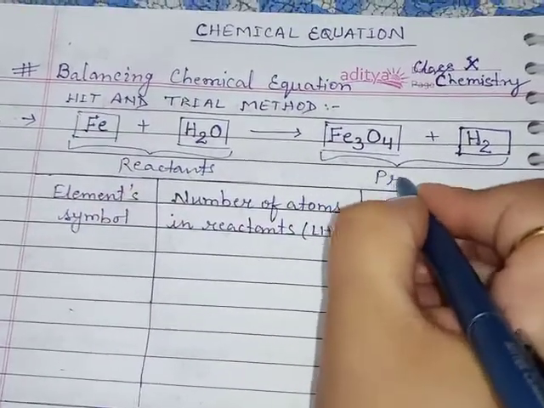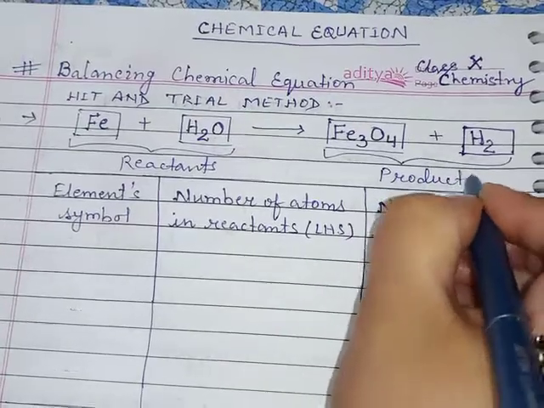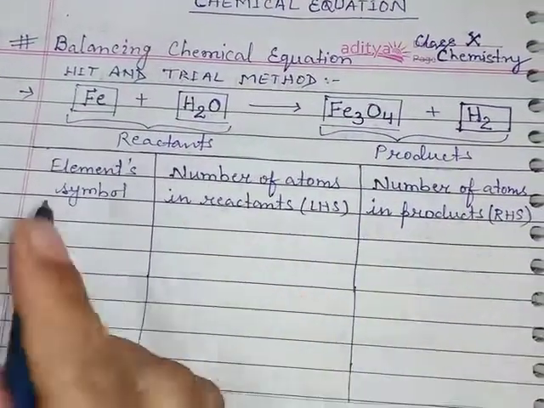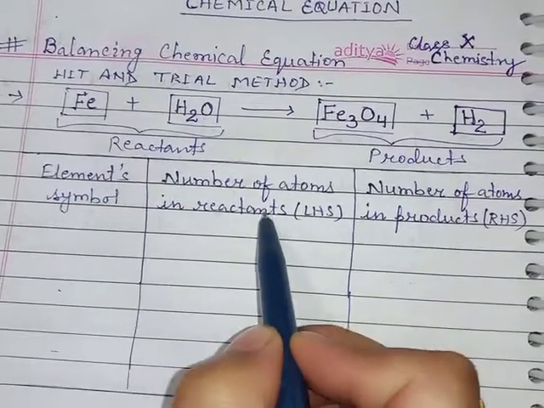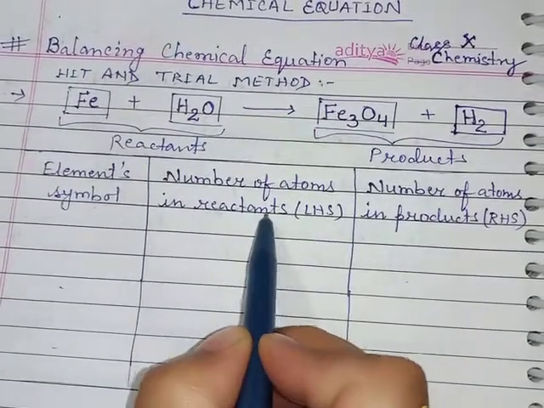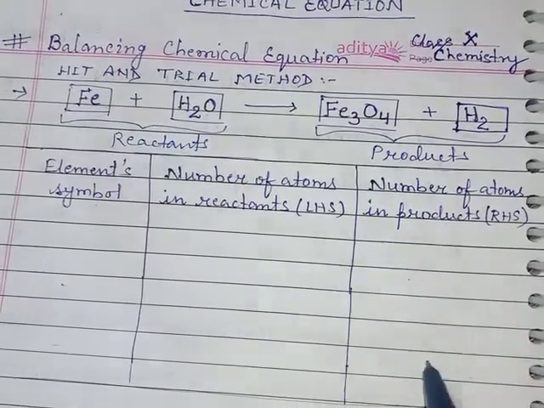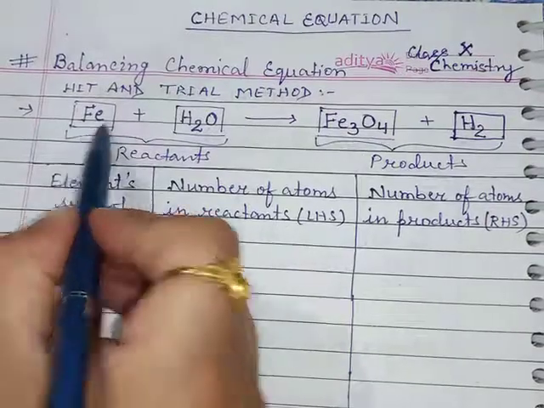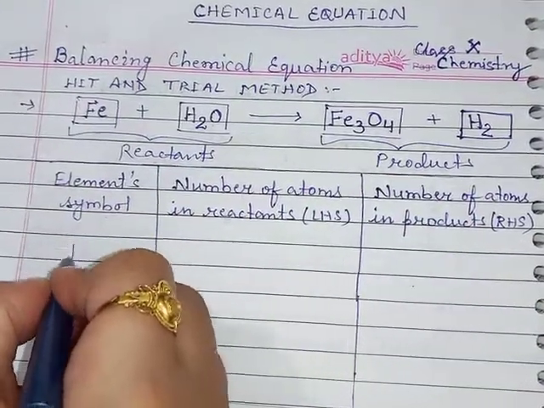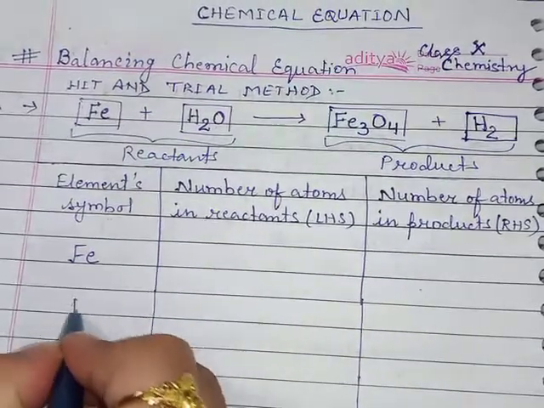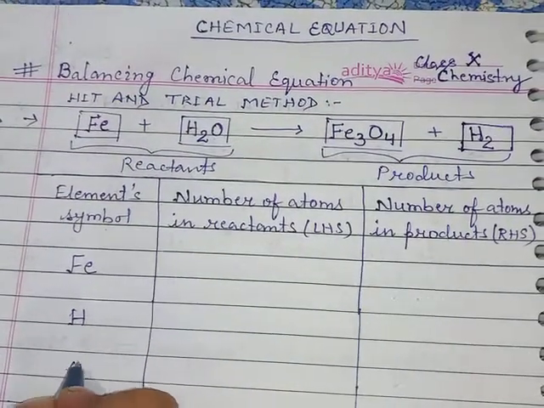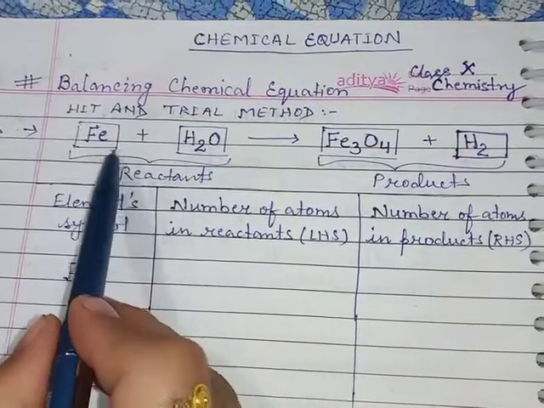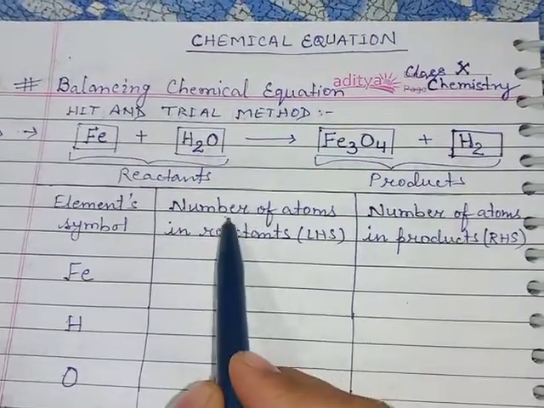Here it is reactants and products. This is the table form. First, element symbol; second, number of atoms in reactants; and third, number of atoms in products. The element symbols in this chemical equation are iron, hydrogen and oxygen. Now let's start to count the number of atoms of reactants and products.